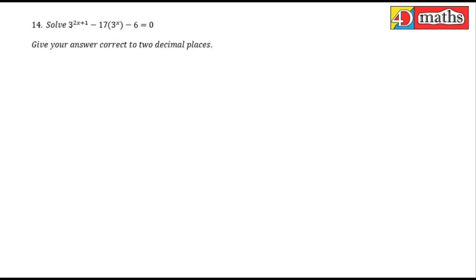Solve 3 to the power of 2x plus 1 minus 17 multiplied by 3 to the power of x minus 6 equals 0. Give me your answer to 2 decimal places. Okay, this is worked out using substitution. So you substitute something in to something awkward.